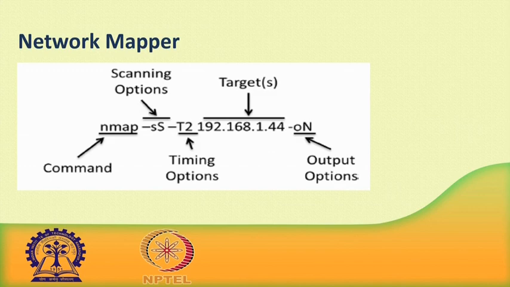Dash sA, or ACK scan. The ACK scan is used to try to determine if a TCP port is filtered or unfiltered.